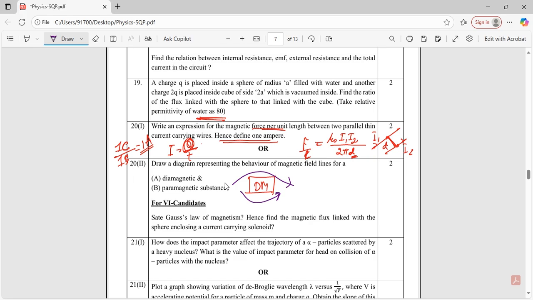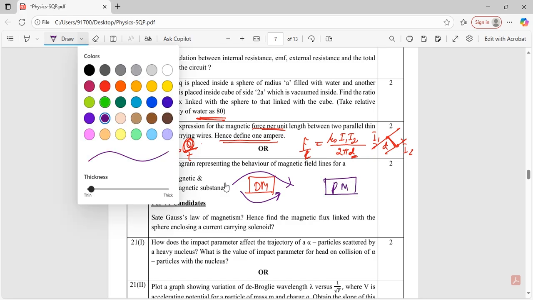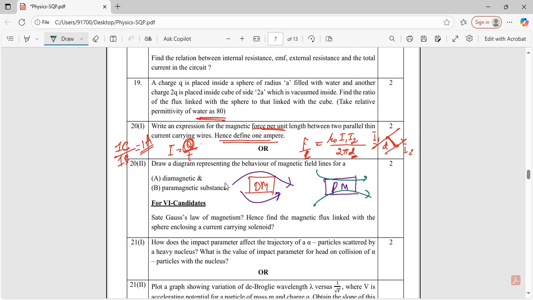They try to go around the outside of the diamagnetic substance. But in the case of a paramagnetic substance, the magnetic field lines try to go inside the paramagnetic substance.